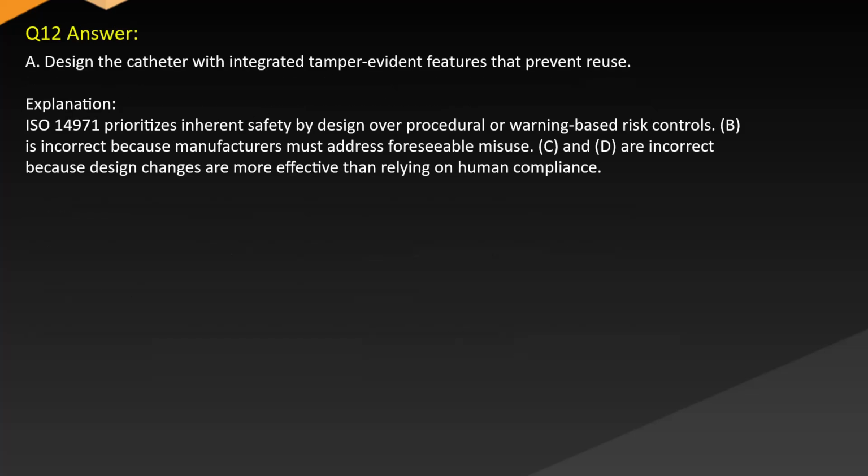Answer A. Design the catheter with integrated tamper-evident features that prevent reuse. Explanation: ISO 14971 prioritizes inherent safety by design over procedural or warning-based risk controls. B is incorrect because manufacturers must address foreseeable misuse. C and D are incorrect because design changes are more effective than relying on human compliance.